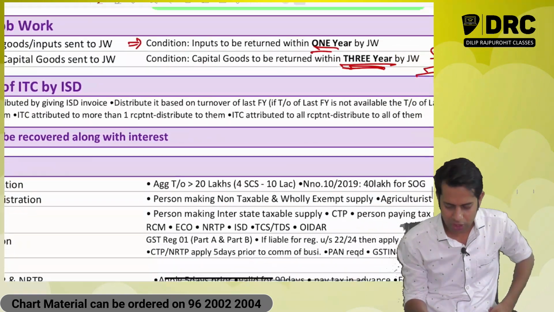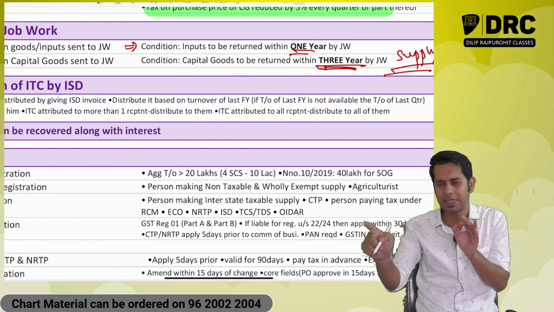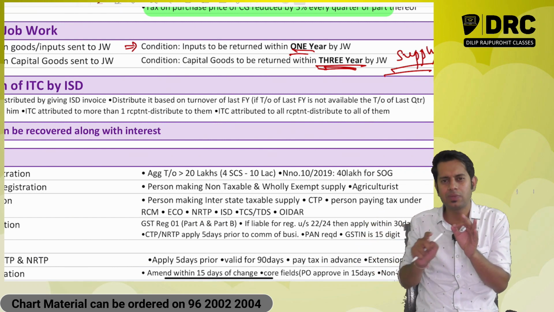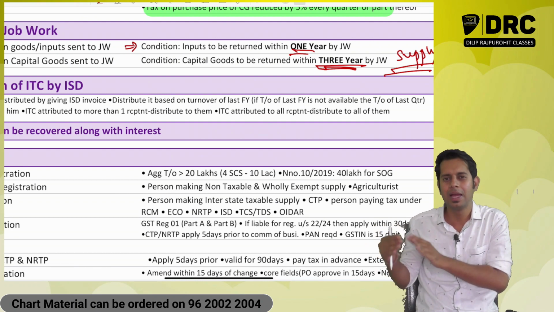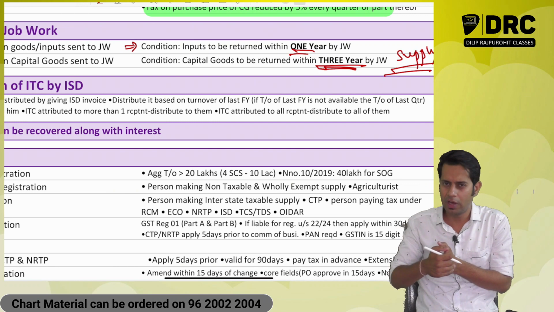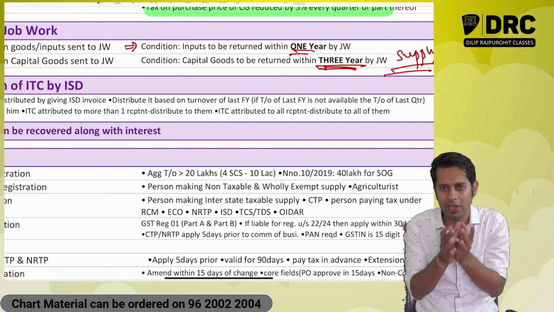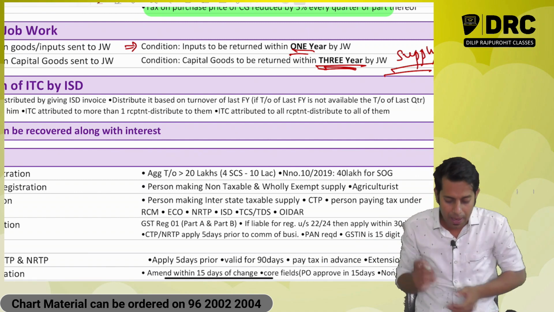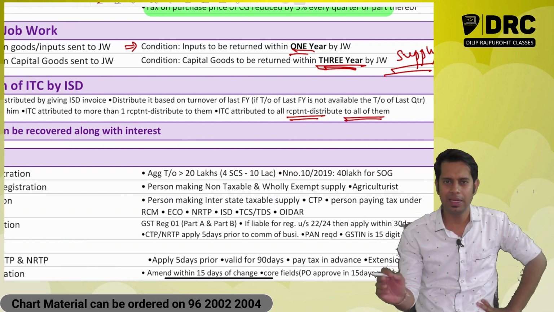Now, how is the distribution happening, sir? If the ITC is with respect to a single recipient, then it is required to be distributed only to that single recipient. If the ITC is for more than one recipient, it is required to be distributed to those recipients on the basis of their turnover of the relevant period. If the ITC is attributable to all the registered persons, then it will be distributed to all those registered persons based on their turnover in the relevant period.